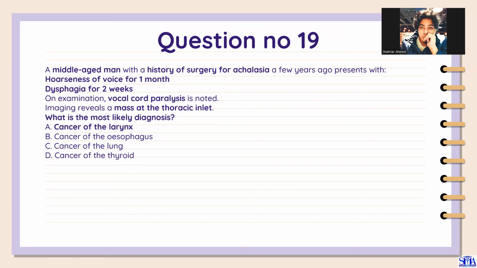A middle-aged man, with a history of surgery for achalasia a few years ago, presents with hoarseness of voice for 1 month and dysphagia for 2 weeks. On examination, vocal cord paralysis is noticed, revealing a mass. Likely diagnosis? What do you think?